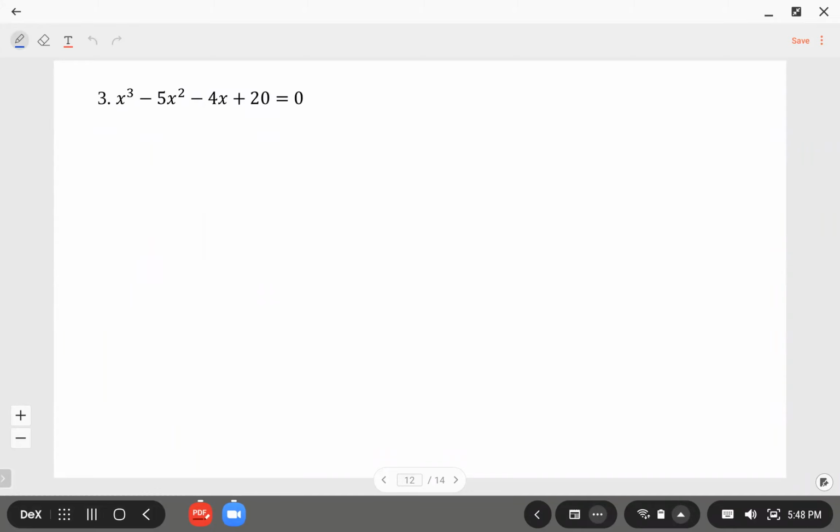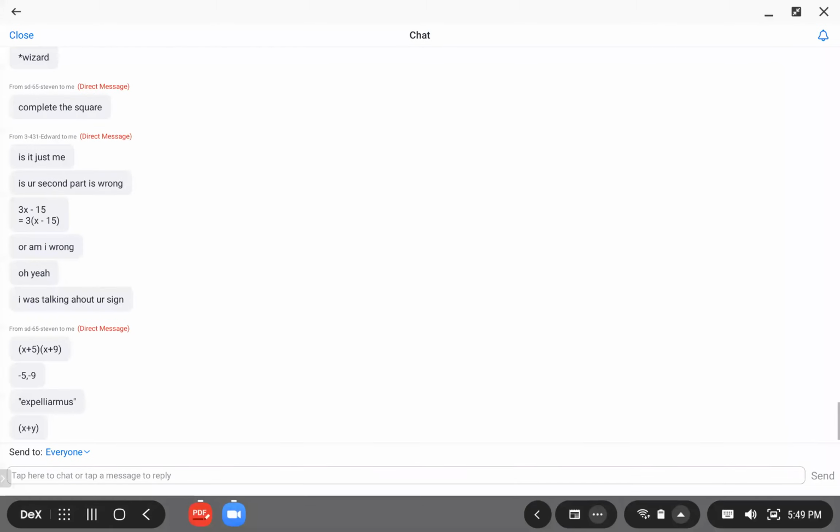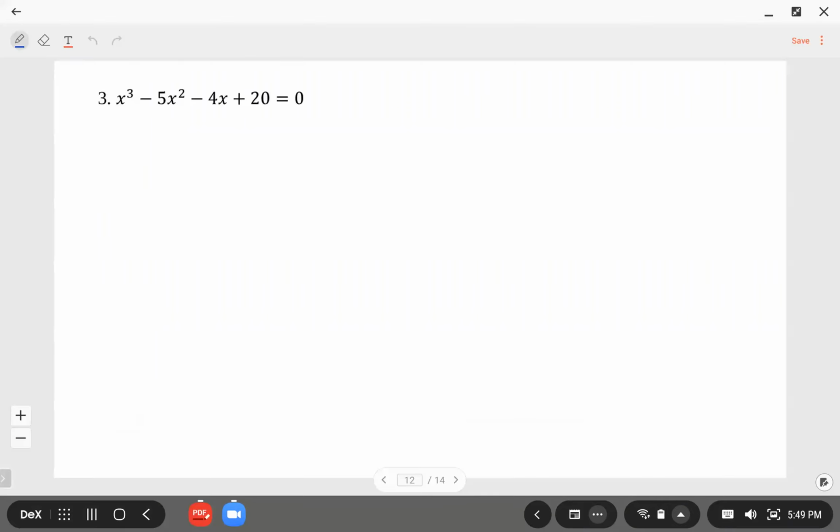x cubed minus 5x squared minus 4x plus 20 equals 0. This should get you going for a pretty long time. Let's count how many minutes Steven needs to solve this problem. It's 48 right now. 49. One minute has passed. Let's see. Give me your answer when you're done. How many minutes do you need to solve this problem?